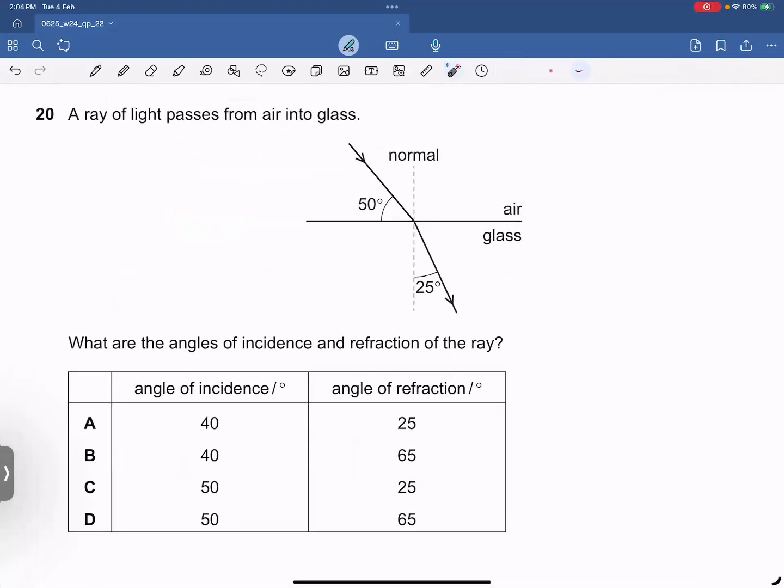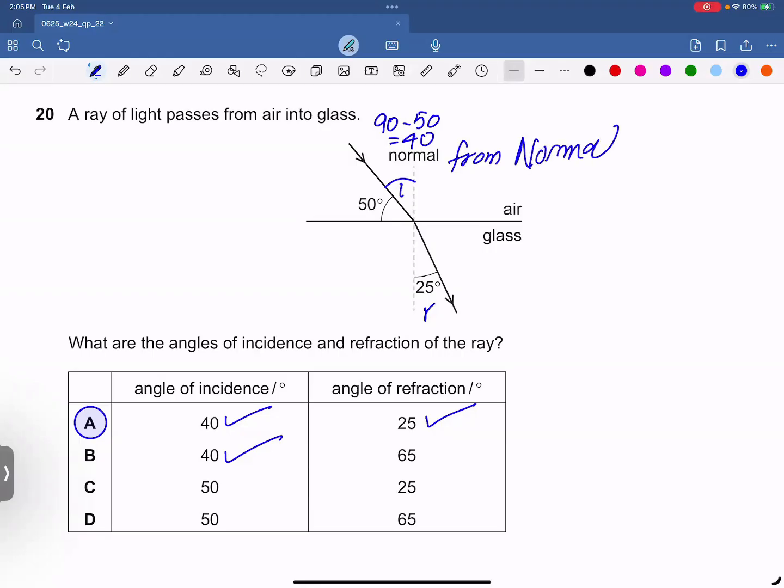A ray of light passes from air to glass, as you can see. Angles of incidence and refraction are measured from the normal. This is 50, so the angle of incidence will be 90 minus 50, which is 40. Refraction is 25. The answer is A. So please make sure the angle of incidence, refraction, or reflection is measured from the normal. After that, we proceed to question number 21.